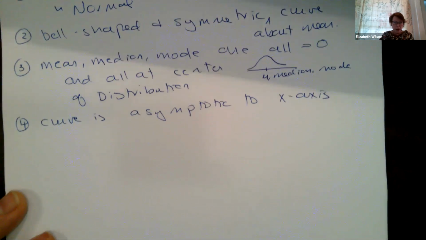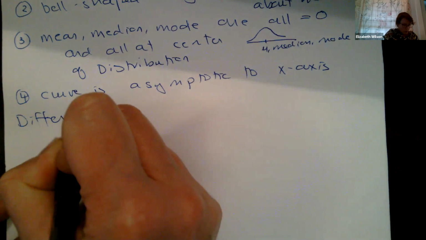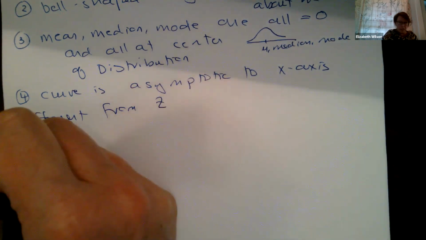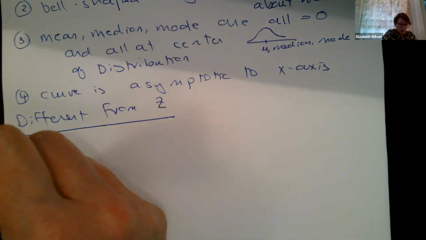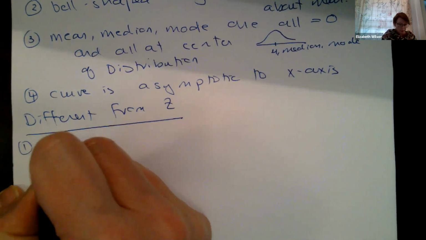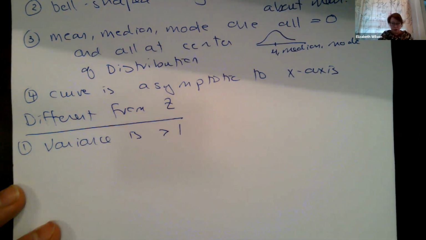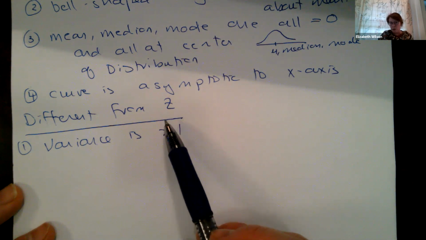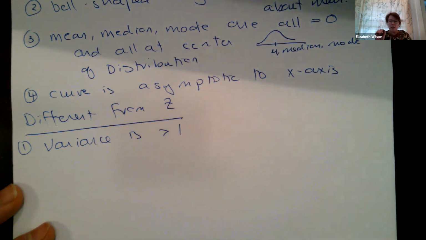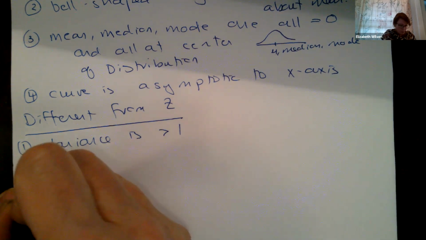All right, so let's talk about how these things are different. How is this different from our z distribution, our z table? The thing that makes our t different from our z is that the variance is greater than 1. That's important because on our standard normal table with our z test, the mean was at 0 and our variance was equal to 1. That was the normal N(0, 1). That's our z. Here with our t-test, the variance is greater than 1.